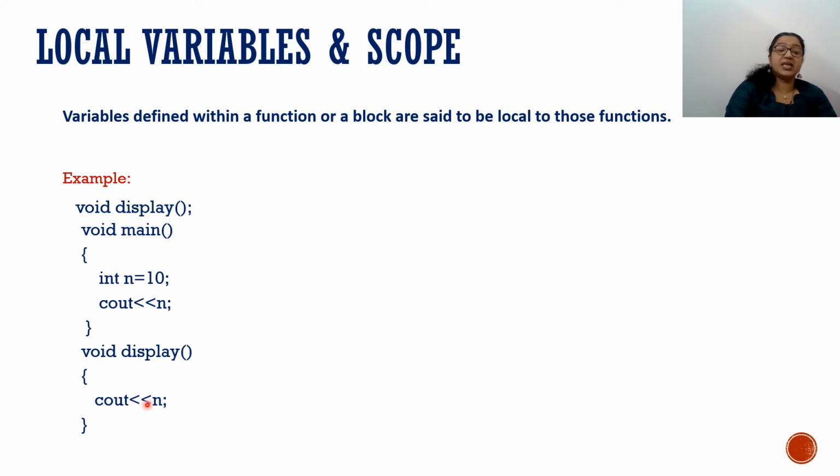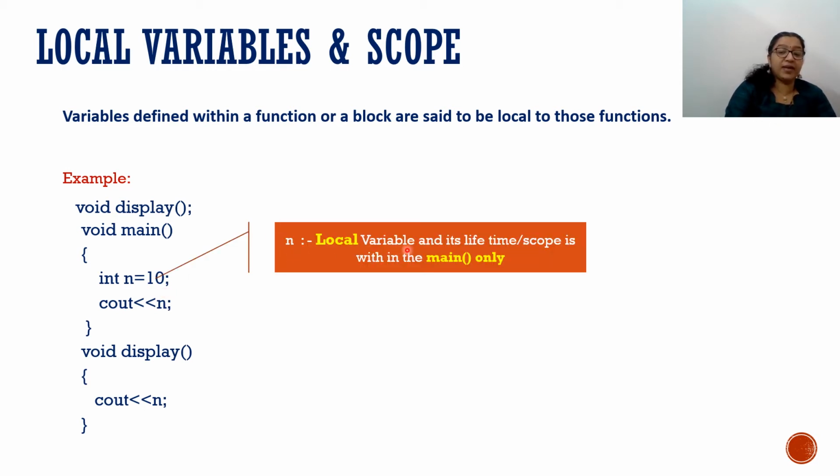Is it possible to access this variable here in this function? That depends on the scope of that variable. So n is a local variable. What is the scope of this variable? Yes, within this main only. It's a local variable. Only main can access this value. N is a local variable and its lifetime or scope is within the main only. That means the main only can access n.